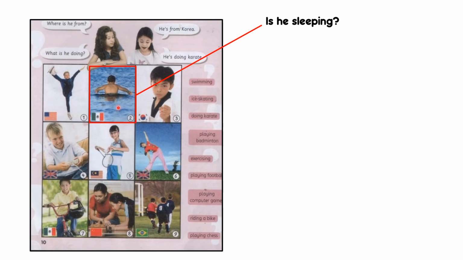We look at picture number 2. Do you think people sleep in the water? No. So obviously the boy in the picture is swimming. In order to answer this question, we have to deny the statement because he is not sleeping. So we deny and then we clarify. No, he isn't. He's swimming.